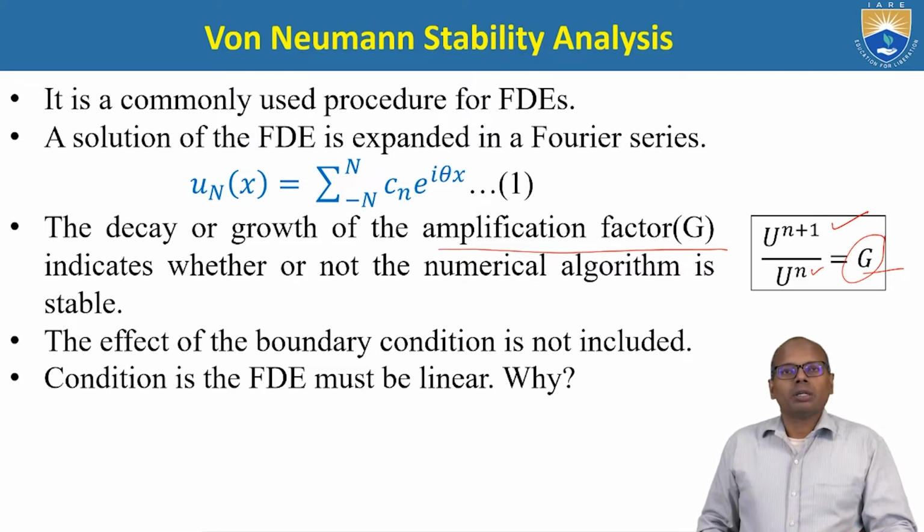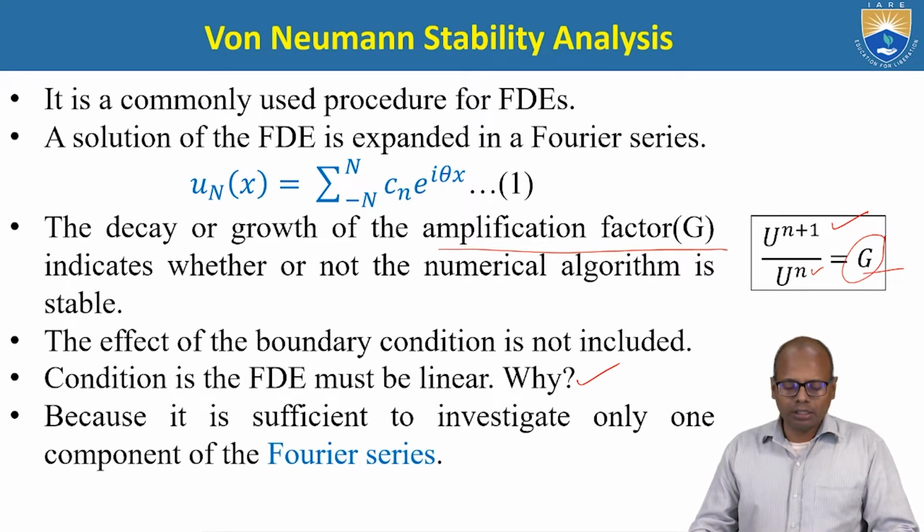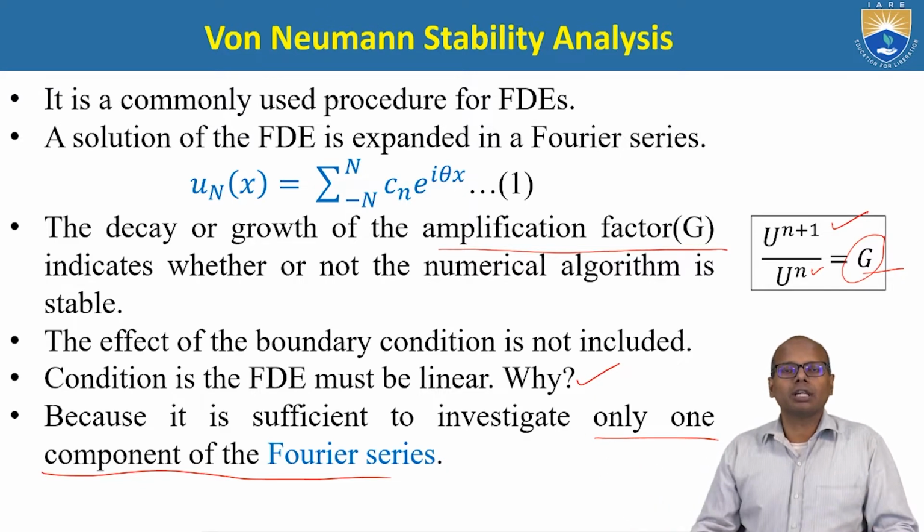Here, the condition is that the finite difference equation must be a linear one. For analyzing using the von Neumann procedure, the FDE must be linear. Why linear? If it is a linear equation, we can investigate only one component of the Fourier series. We don't have to analyze the entire Fourier series. That is why we give the constraint that the FDE must be linear for using von Neumann stability analysis.